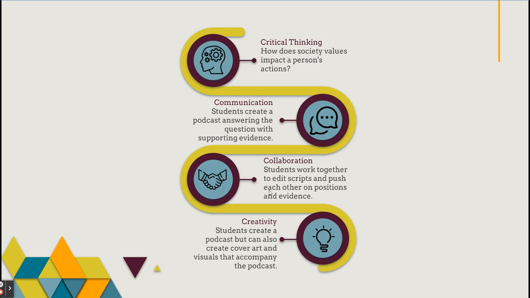For a reading, English language arts perspective, how does society's value impact a person's actions? I kind of came at this from the angle of To Kill a Mockingbird, which is one of my favorite books, and one I know that middle schools tend to read from time to time, or early high school. So there's your big question. You're going to need lots of evidence to support yourself on this, which comes as part of the critical thinking. Either students work together to edit scripts, if they're going to do some sort of podcast, or maybe they're going to do a play, or they're going to have some sort of way of communicating their answers to this question. Again, using the evidence, sorry.